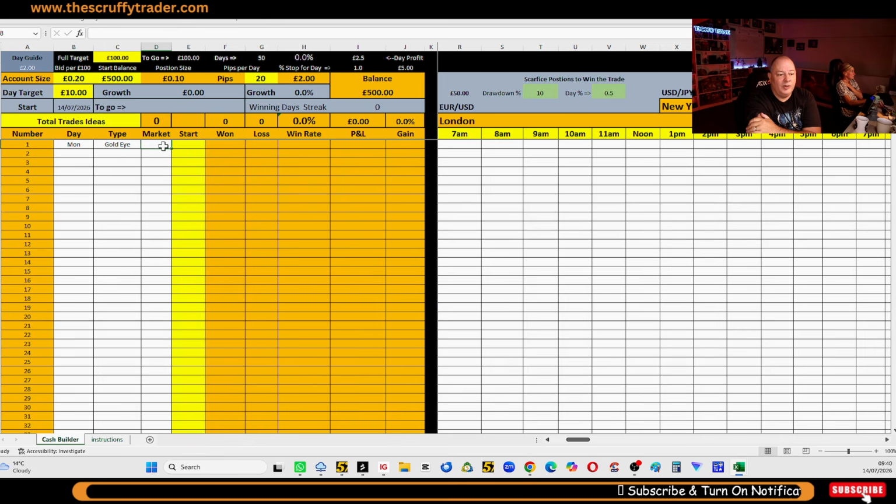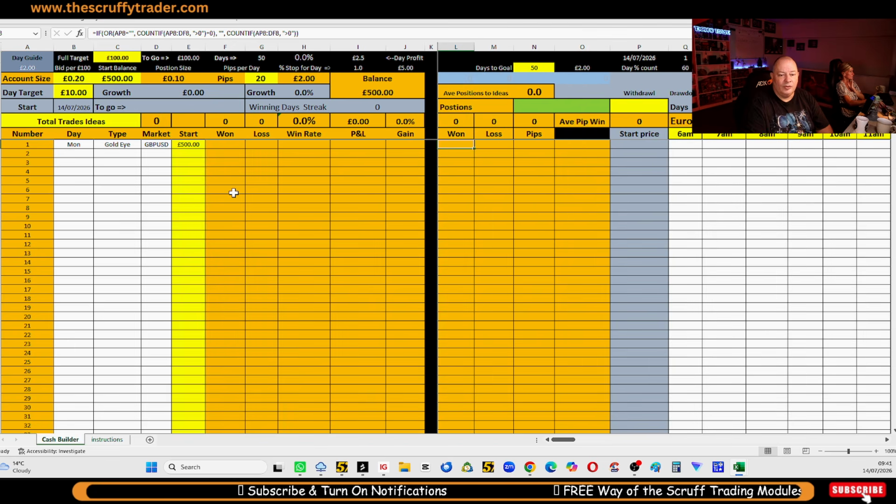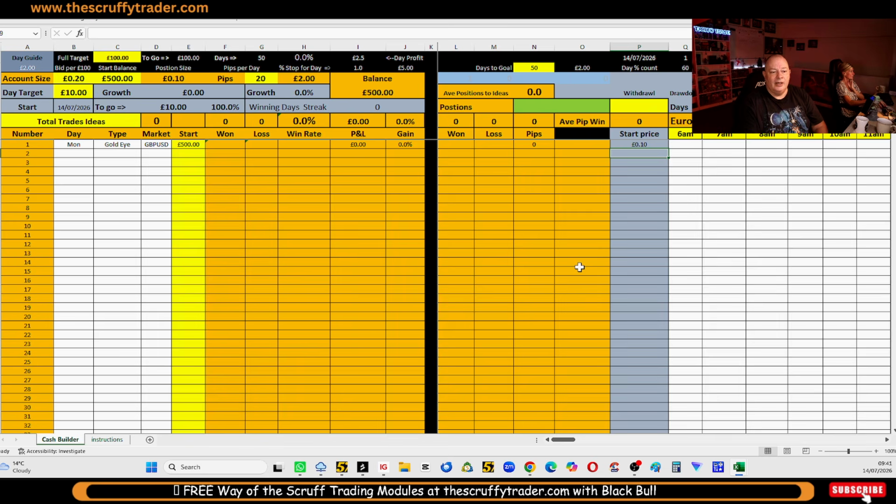Okay. Now, your market, just put in whatever it is you're going to trade. So if you trade GBP/USD, drop that in there. Starting balance is this, so you'll be starting with 500. Run that across till you come to starting price. Well, it's telling you that your position size should be about 10p. It's actually telling you what the size is there. So you would say 10p. Right, that sets the engine up, gets it ready to move forward.